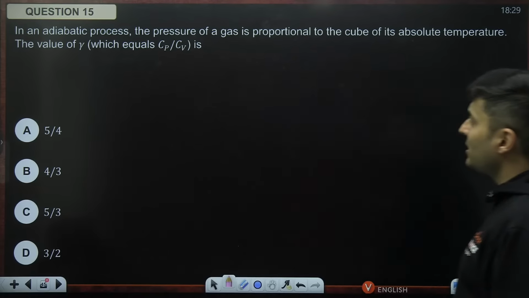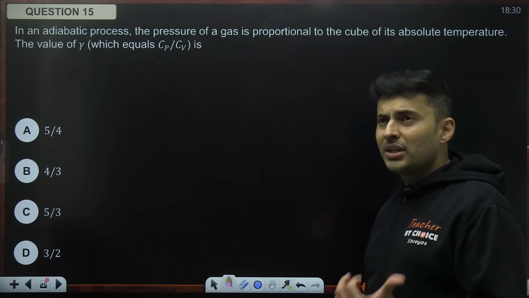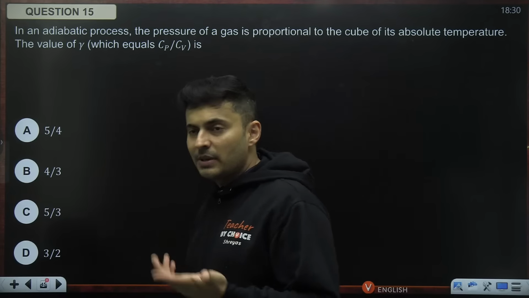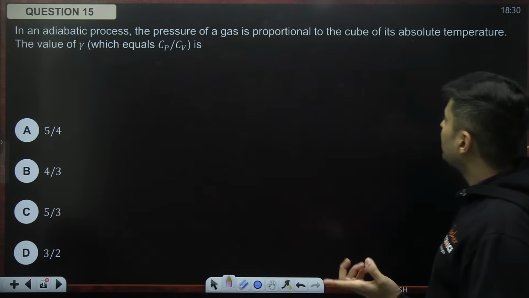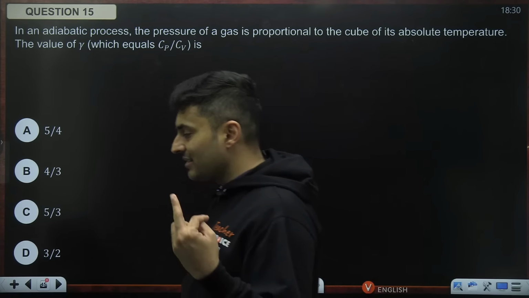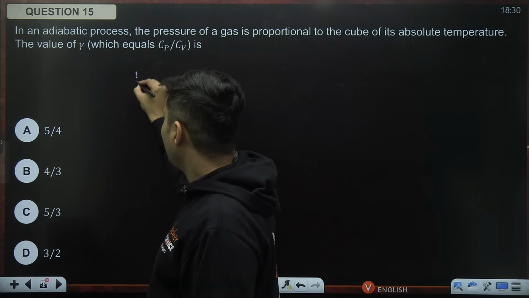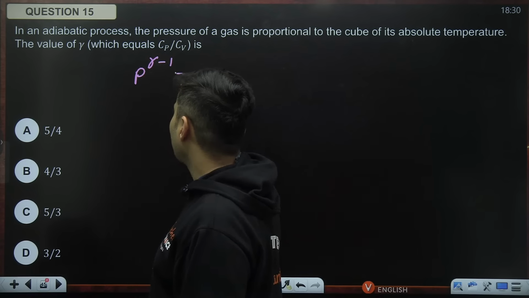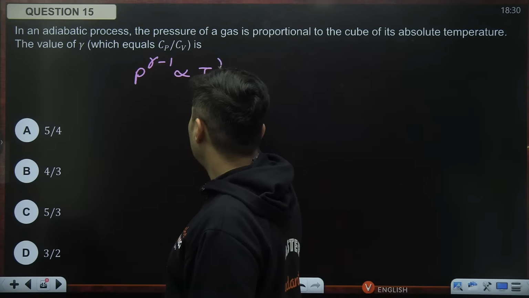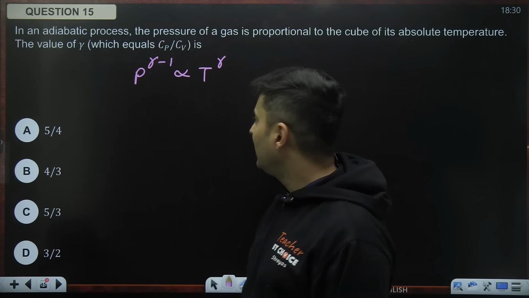In an adiabatic process, the pressure of the gas is proportional to the cube of the absolute temperature. What is the value of gamma? In an adiabatic process, we have multiple formulas, PV raised to gamma, but here we need the relation between pressure and temperature. What is the relationship, guys? If you remember it, yes, P raised to gamma minus 1 is proportional to T raised to gamma. Yeah, remember this. This is the relationship between pressure and temperature.